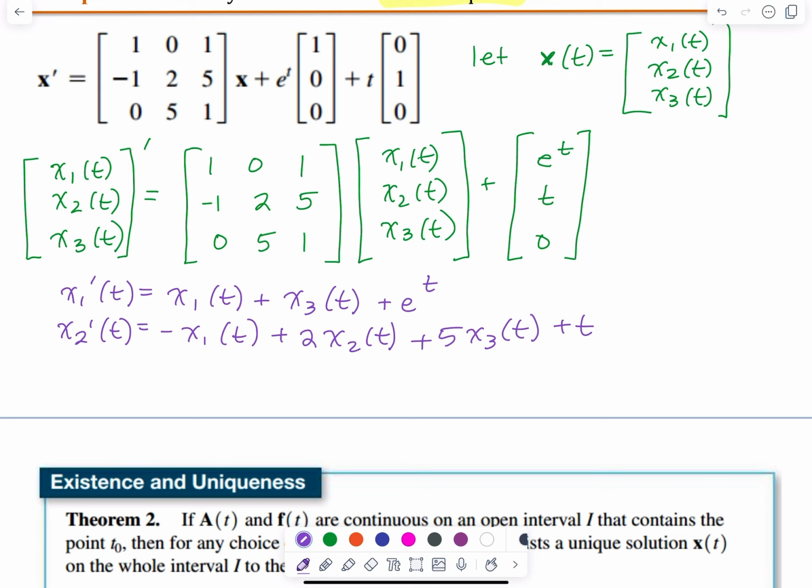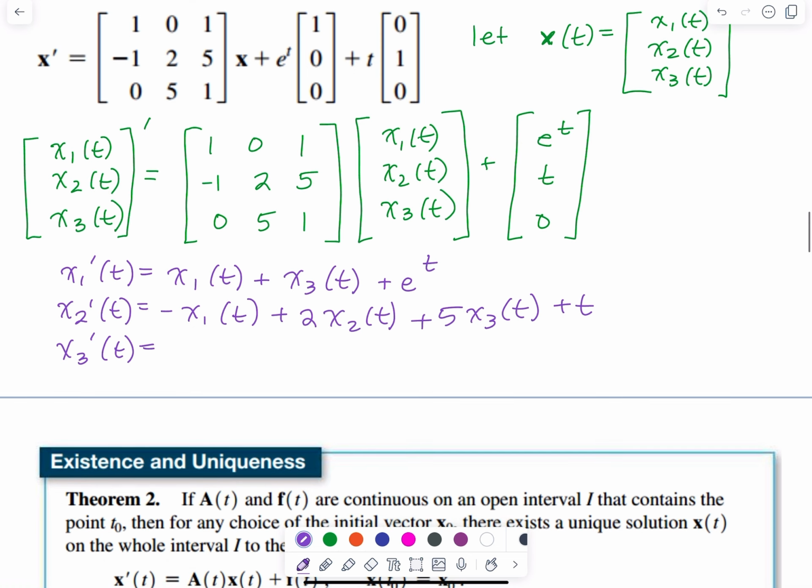And x3 prime of t is going to be equal to 5 x2 of t plus x3 of t.